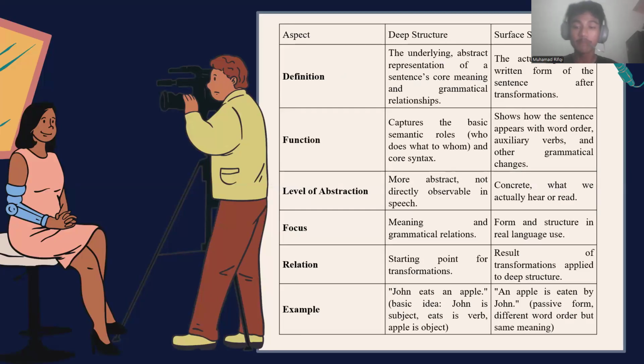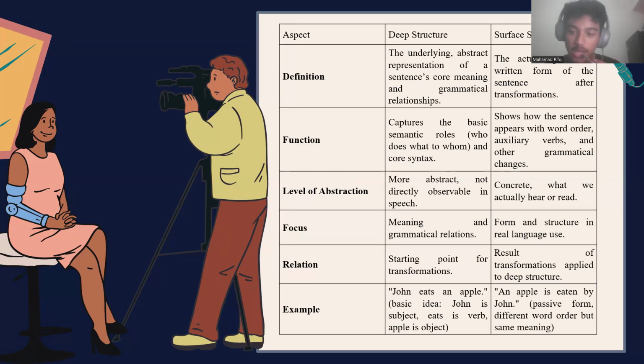Level of abstraction: deep structure is more abstract, not directly observable in speech, and surface structure is concrete, what we actually hear or read. The focus: deep structure is meaning and grammatical relations, and surface structure is form or structure in real language use. Relation: deep structure is the starting point for transformations, and surface structure is the result of transformations applied to deep structure.